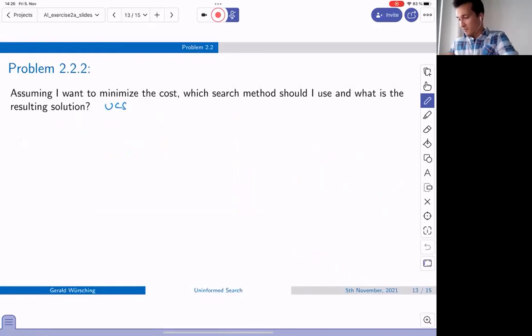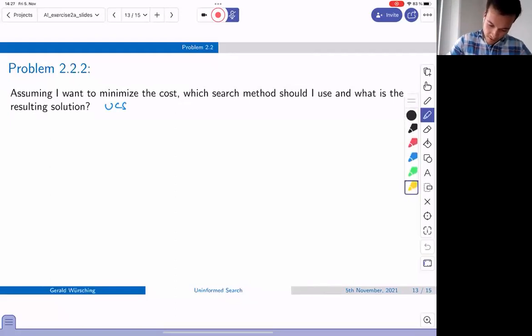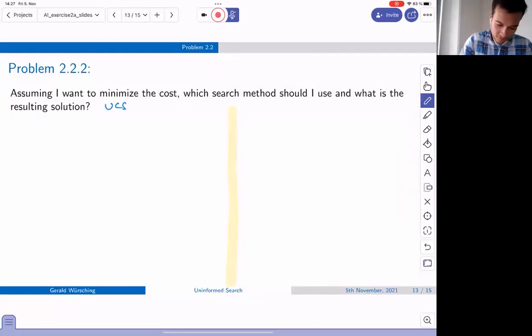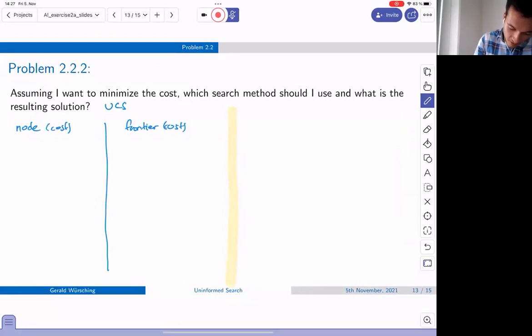Then I think we can start. Unfortunately, we don't have too much time, but we'll just start with the problem, and then we'll continue next week. So again, we're going to write here node and cost and frontier with cost, same as in the last example.